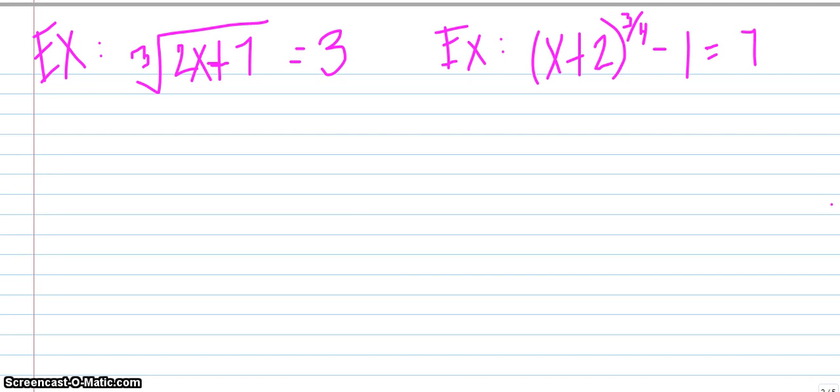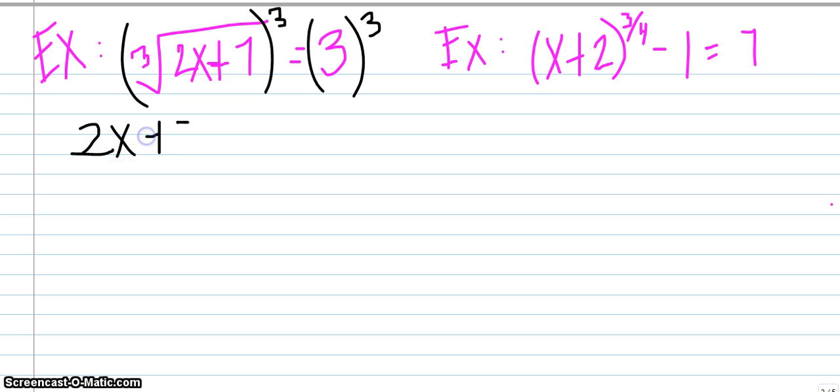The first example, I have the cube root of 2x plus 7. So my first thing is to isolate the variable. My variable, the only way to isolate that is to take the cube of both sides to get the x by itself. So I'm going to cube both sides. I'm going to raise both sides to the third power. So the cube root and cube cancel out. So I have 2x plus 7 is equal to, 3 cubed would be 27.